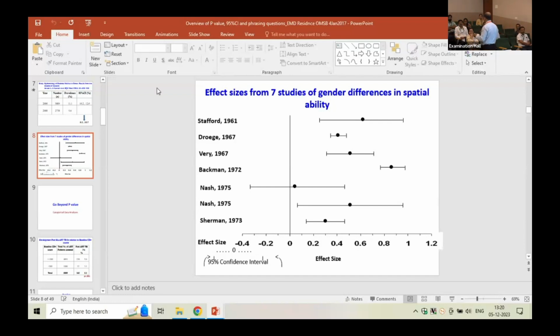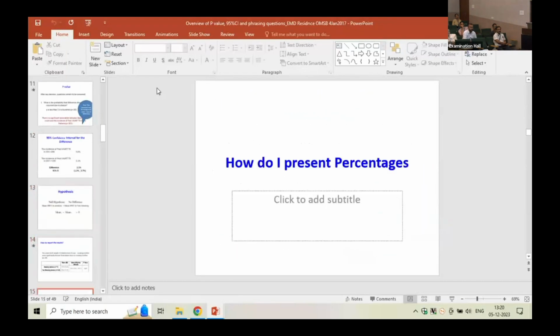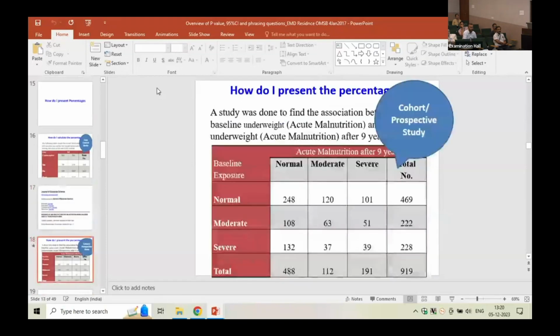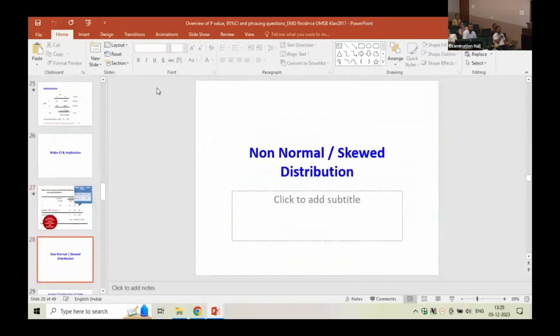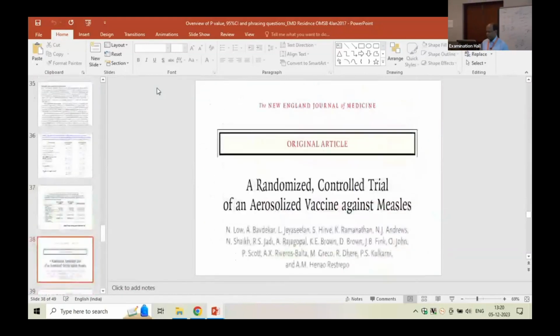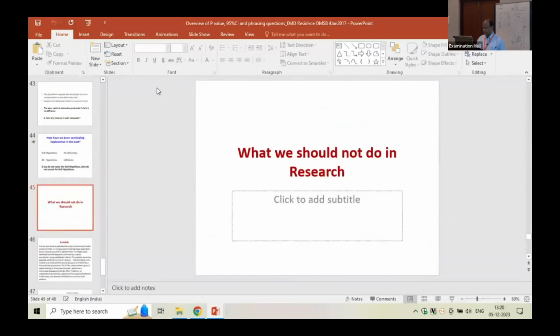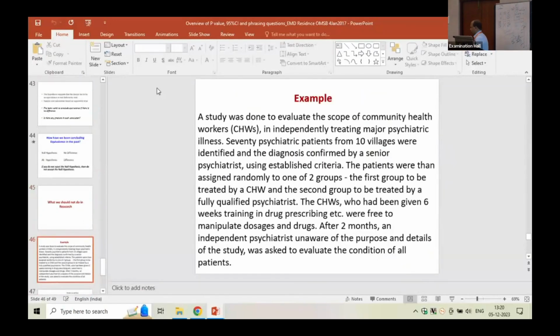These are all the basics that we should remember. Now, read this example.